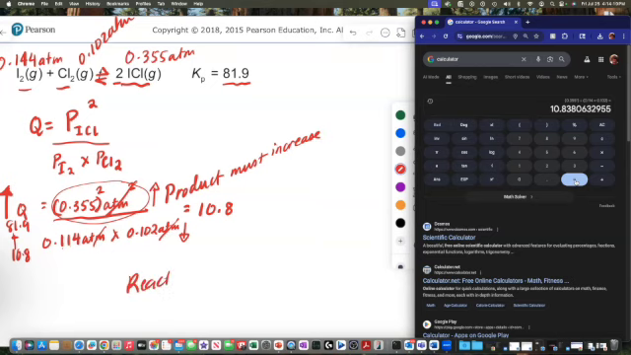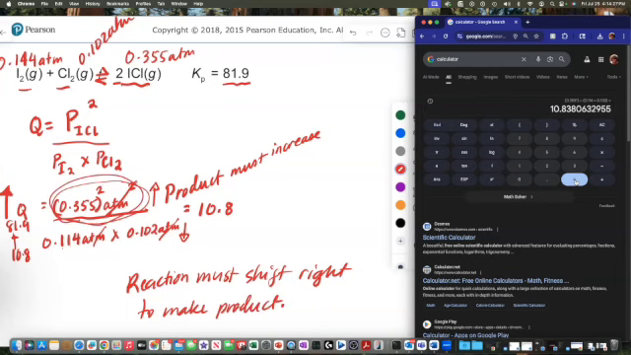Reaction must shift right to make more product. When the product amount increases, even though the process will have less reactant, that's okay. We don't mind sacrificing the reactant to make more product. When the product amount increases, it will actually increase Q. Eventually 10.8 will become 81.9.